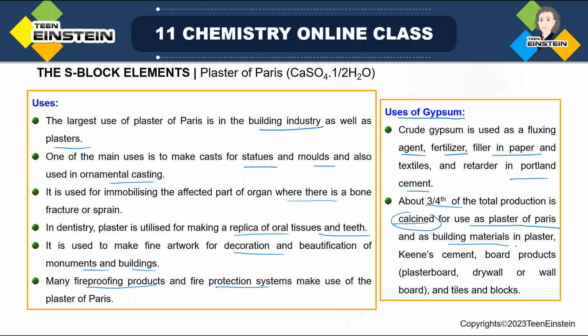And as a building material in plasters, some specific names you can see for cement, board product. Now this application is important. Board product means it may be plaster board, drywall or wall board. That is the electric switch board that we use. There also it has some use, because of the special fireproofing property it has. That is why you can use it for the formation of board products.